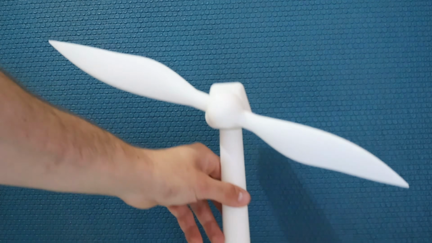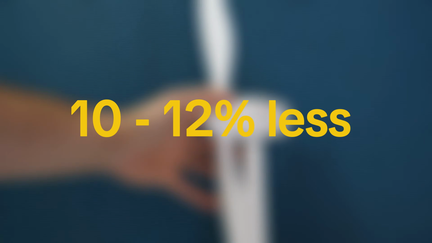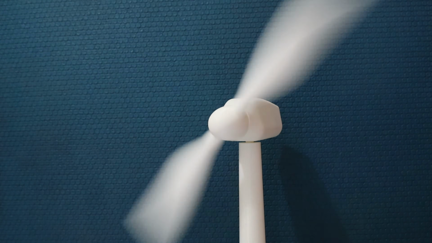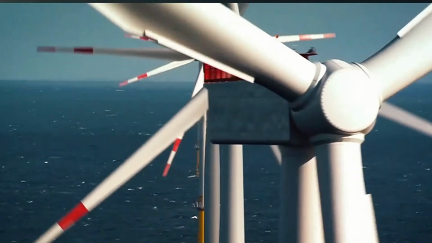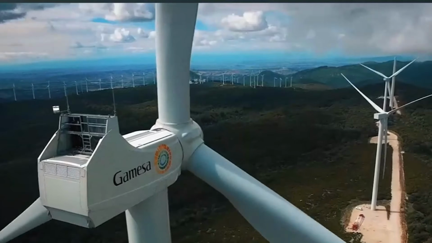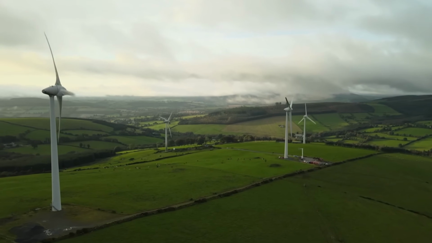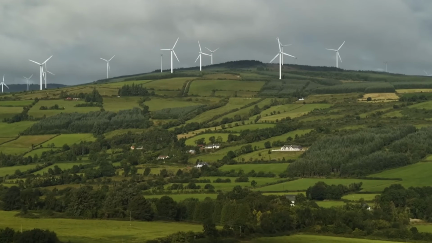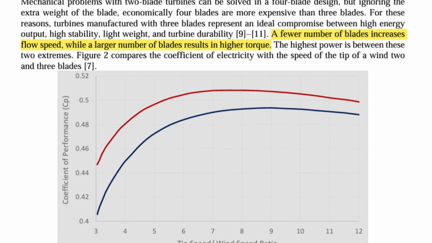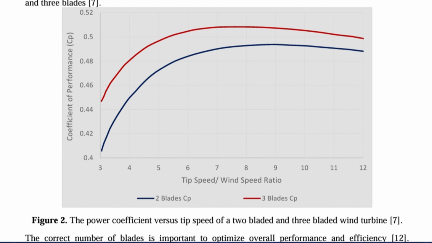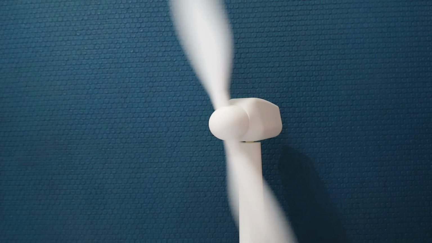Studies have shown that 2-blade turbines cost 10 to 12% less than 3 blades, 30% lighter, which is advantageous especially for offshore applications. We have to consider that onshore turbines are sometimes installed close to habitable areas, so the noise and aesthetics have to be considered as well. 2-blade turbines have to rotate at higher speeds to maximize efficiency. When we increase the number of blades, the rotation speed is reduced, which reduces the noise levels.